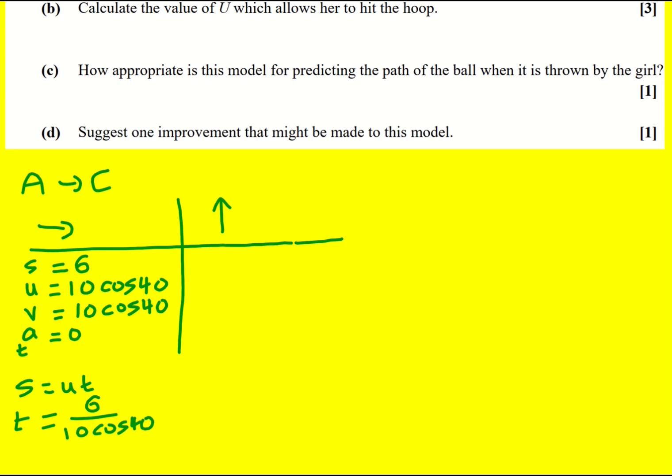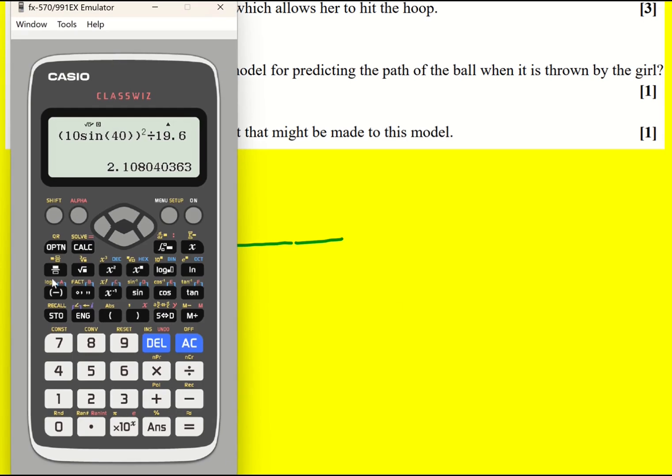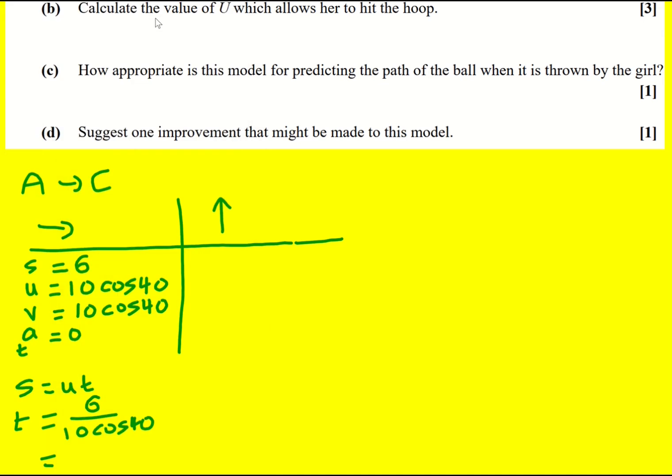And I can work that out before I move on. We could leave it exact, but as long as we work, it's probably a bit easier just to get it as a decimal. So 0.7832. I might just write down one more figure.